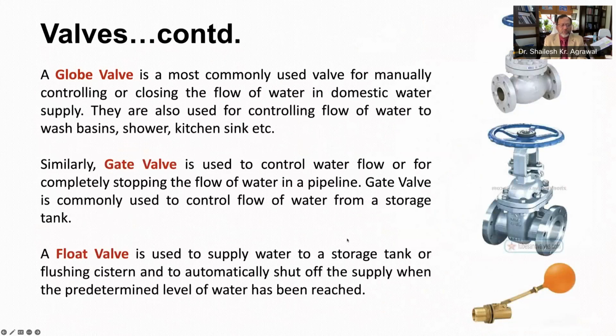A globe valve is the most commonly used valve for manually controlling or closing the flow of water in domestic water supply. They are also used for controlling flow of water to wash machines, shower, kitchen sinks, etc. Gate valve is used to control water flow or for completely stopping the flow of water in a pipeline. Gate valve is commonly used to control flow of water from your storage tank. A float valve is used to supply water to a storage tank or flushing cistern, and to automatically shut off the supply when the predetermined level of water has been reached.